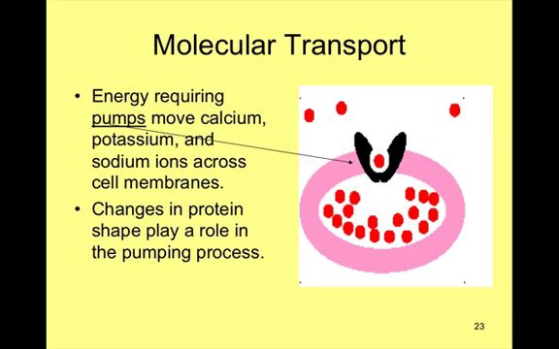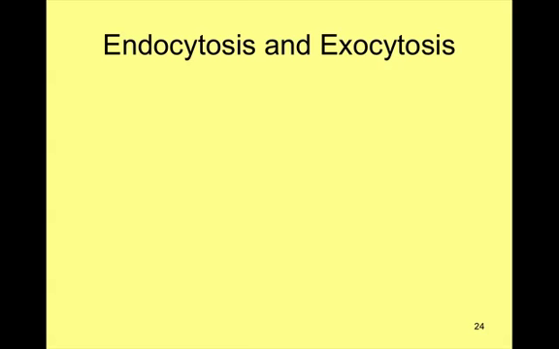Changes in protein shape play a role in the pumping process, which you can see from the animation. There are two forms of active transport. They are endocytosis and exocytosis.